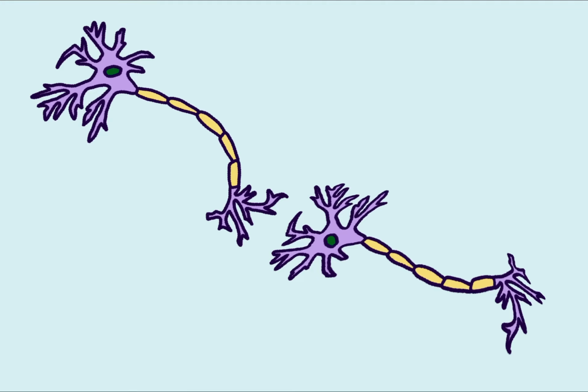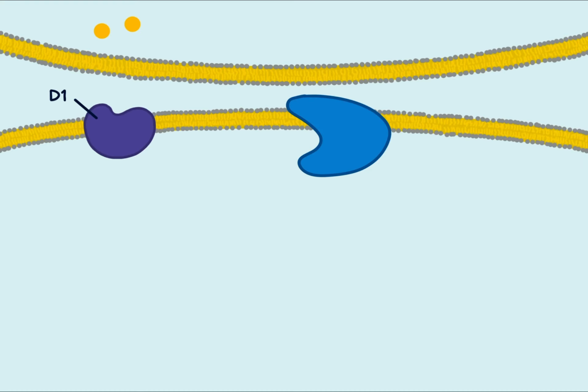In a normal dopamine pathway, a presynaptic neuron releases dopamine, which binds to a G protein-coupled receptor known as the D1 receptor in the postsynaptic neuron. D1 proteins are essential in regulating the reward system, motor activity, memory, and learning. When dopamine binds to the receptor, it activates it.